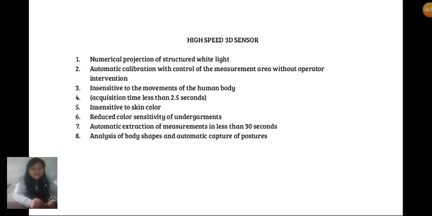Number one, numerical projection of structured light. Two, automatic calibration with control of the measurement area with no operator intervention. Three, insensitivity to the movements of the human body. Four, acquisition time less than 2.5 seconds. Five, insensitive to skin color. Six, reduced color sensitivity of undergarments. Seven, automatic extraction of measurements in less than 30 seconds.